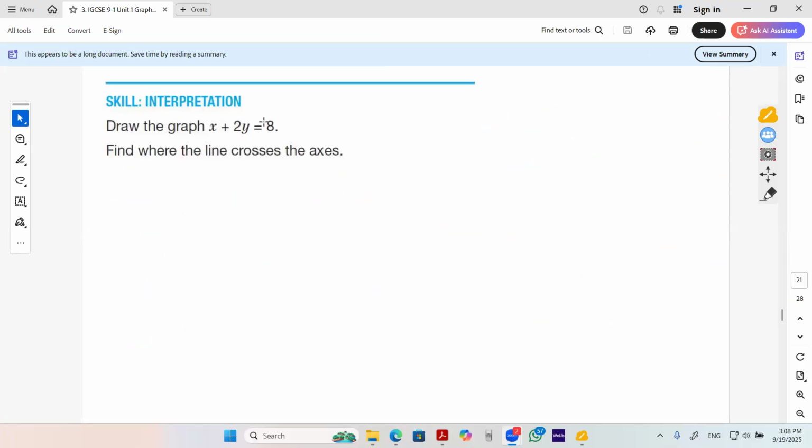Read this exercise and tell me what it wants from you. Draw the graph of x plus 2y equals 8. Find where the line crosses the axes.